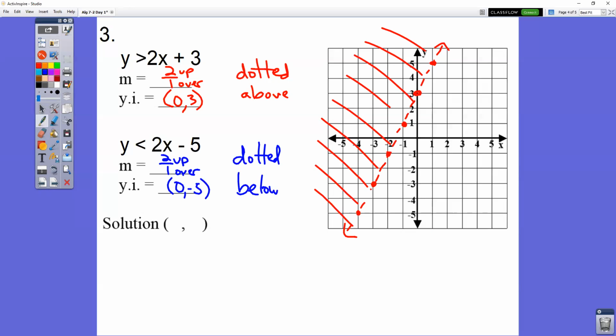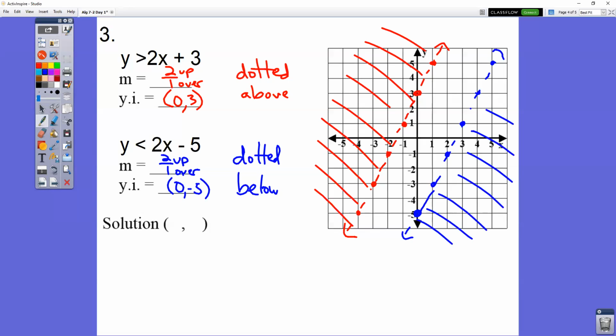So I'm going to start off at 0, -5, and I'm going to follow that slope. I'm going to go up 2 over 1, up 2 over 1, up 2 over 1, up 2 over 1. It is a dotted line. Put arrows on the ends of your line. My board isn't letting me do that. There we go. And I'm going to shade below it.